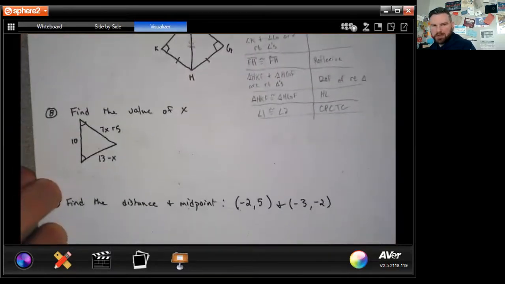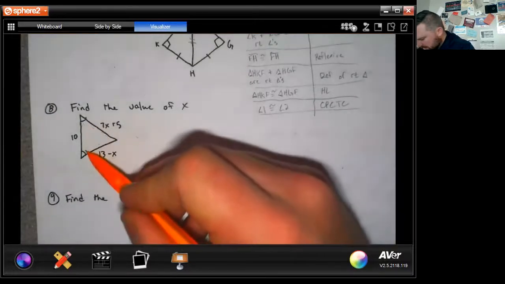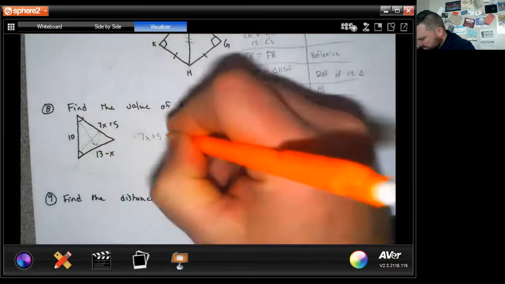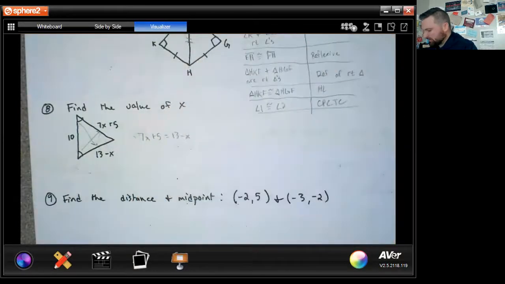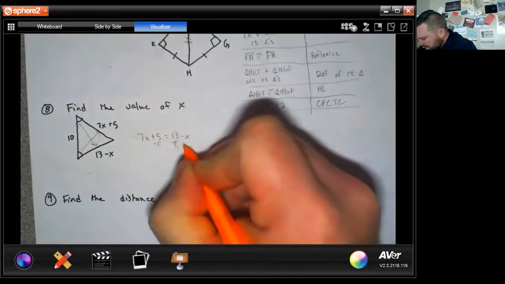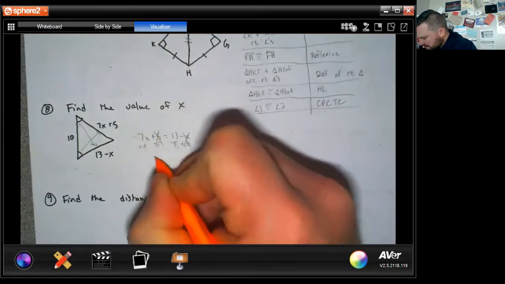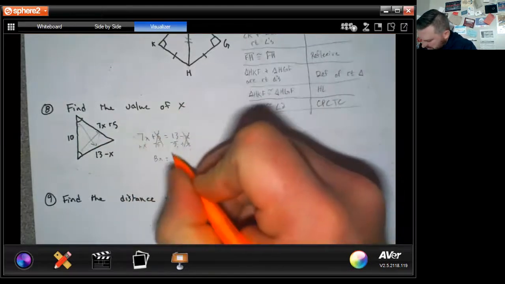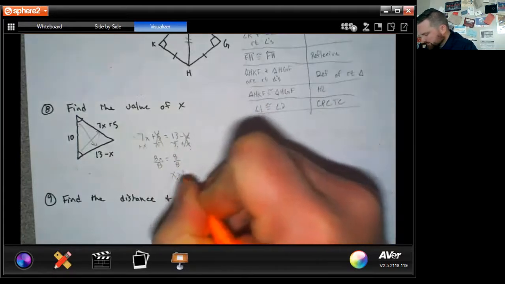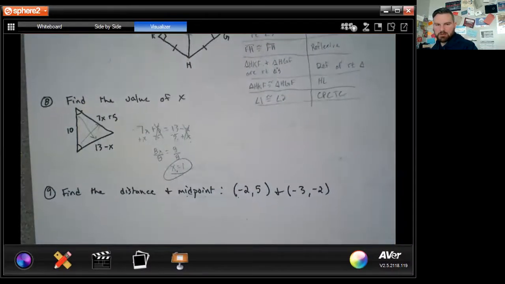Number 8, find the value of x. You have these two angles that are the same. Therefore, the sides opposite have to be the same. So 7x plus 5 equals 13 minus x. That's the base angles theorem. So we're going to subtract 5 and add x. Those cancel and those cancel. You get 8x equals 13 minus 5, which is 8. So divide by 8, x equals 1. It didn't want me to find the side, so I don't need to.